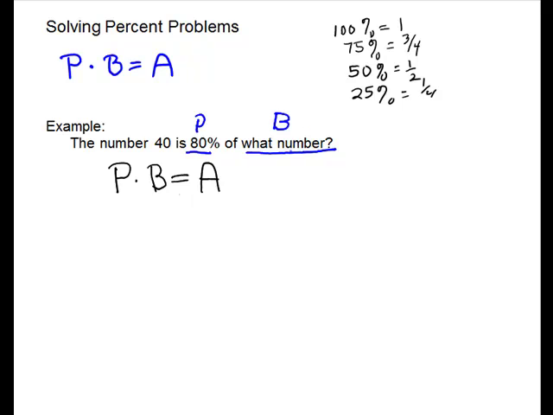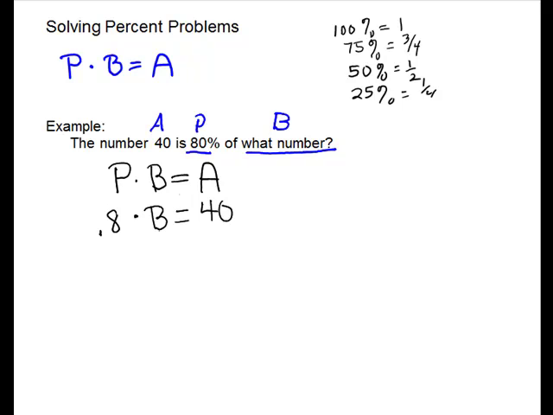So we don't know that. And our A is the only one left. It's going to be at the beginning. Here's the is. The 40 is going to be the A. So our percent, 80%, remember to switch it to a decimal. Drop the percent, go 2 places to the left. So 0.80 or 0.8 times our base. Our base we did not know, so we'll keep a variable. Our A is 40. And now we just solve with our equation solving skills.